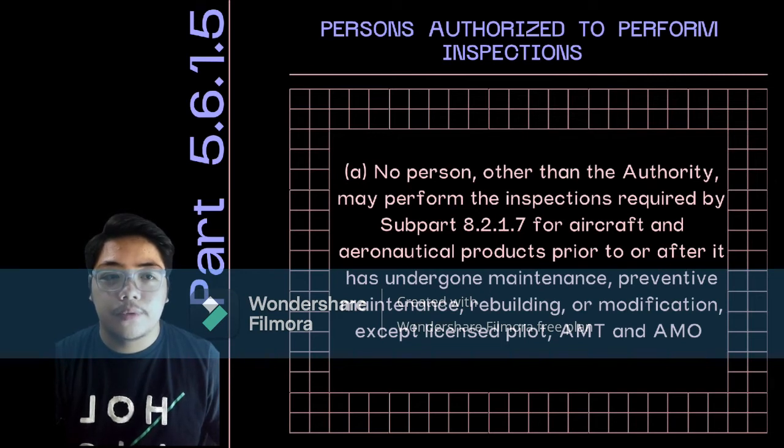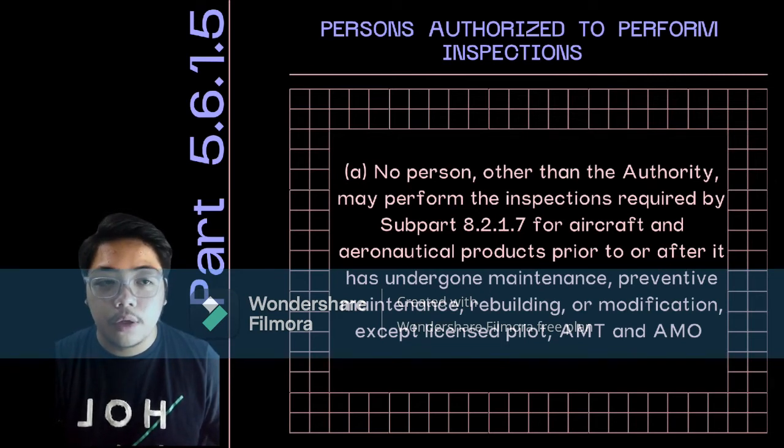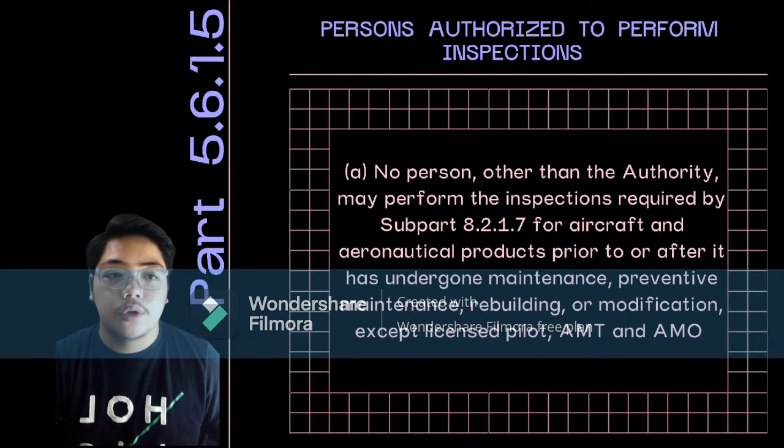Persons authorized to perform inspections. No persons other than the authority may perform the inspections required by subpart 8.2.1.7 for the aircraft and aeronautical products prior to or after it has undergone maintenance, preventive maintenance, rebuilding, or modification, except licensed pilot, AMT, and AMO.